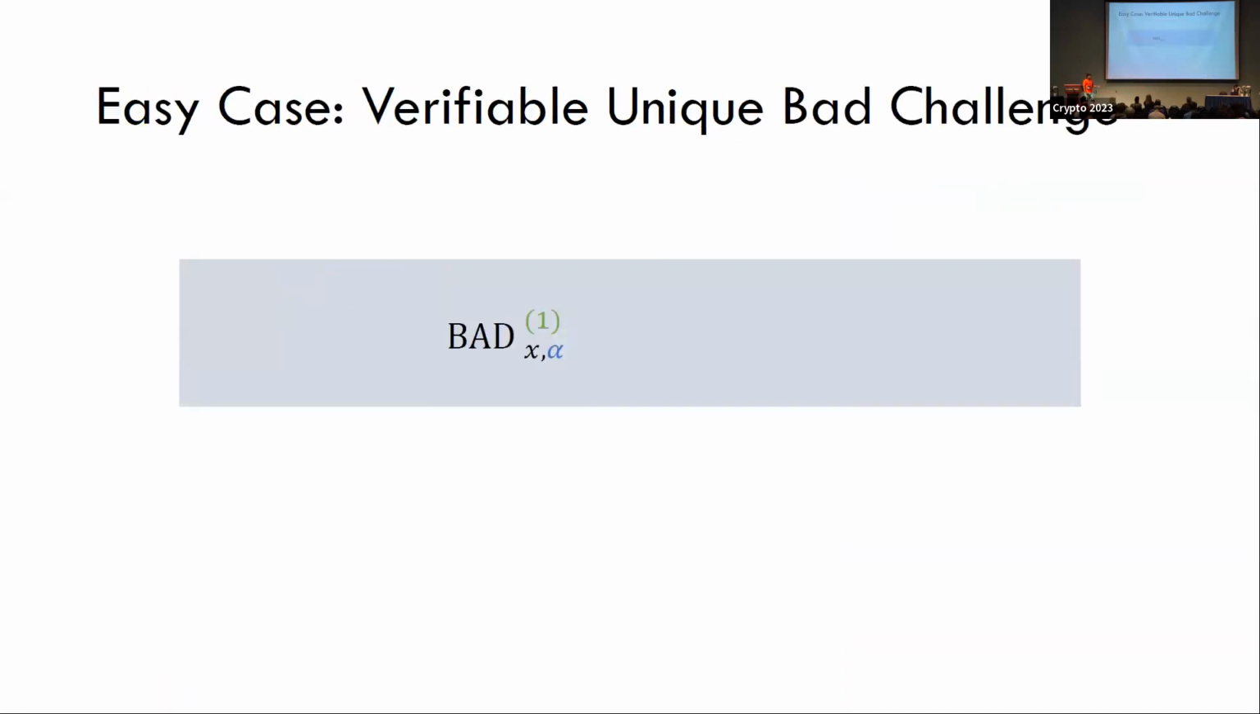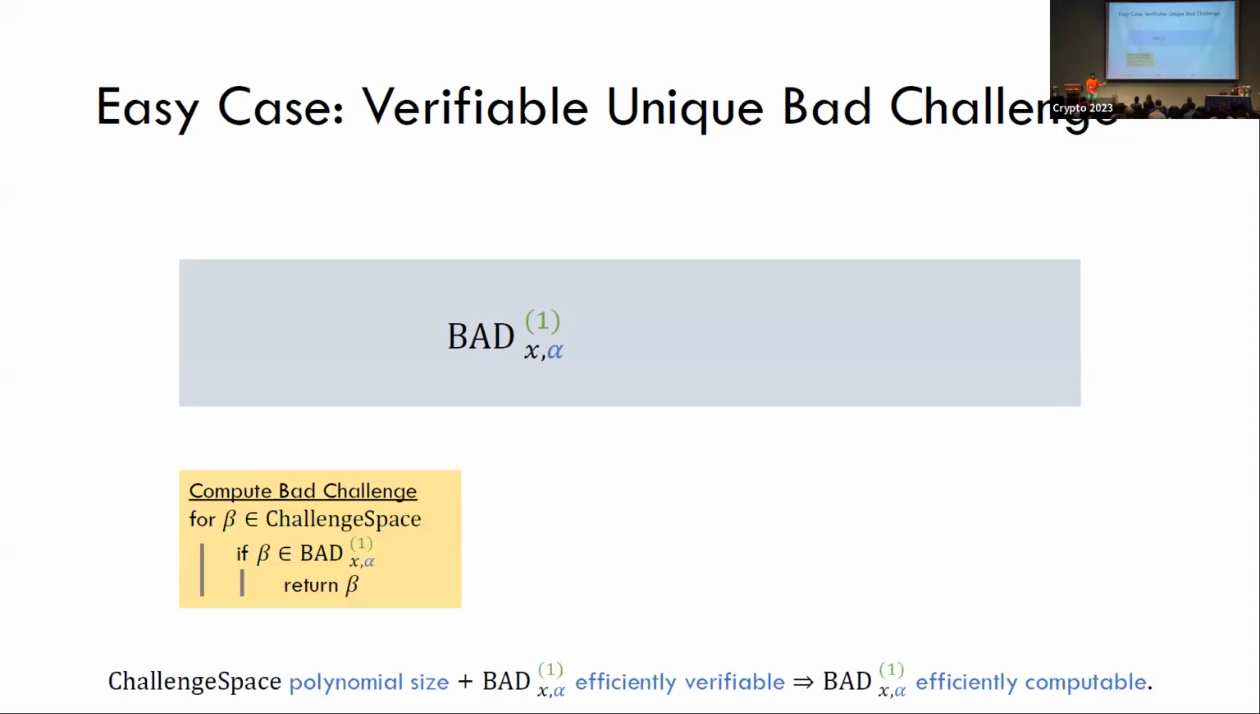Cool. So let's start out with the warm-up case. We want to say that given a bad set, we can actually compute the elements of this bad set. So let's start off with the verifiable bad set, but this verifiable bad set has a unique challenge. Can we actually compute the unique challenge for this set? It turns out yes.